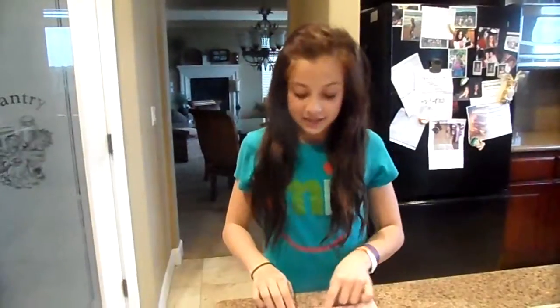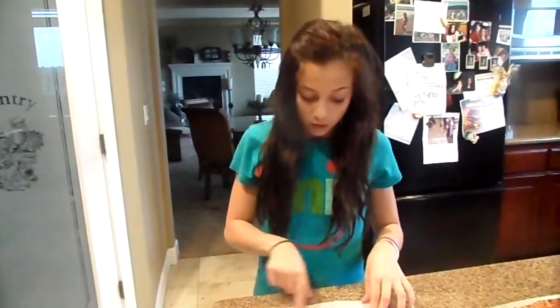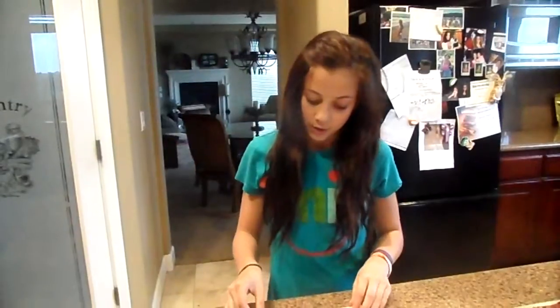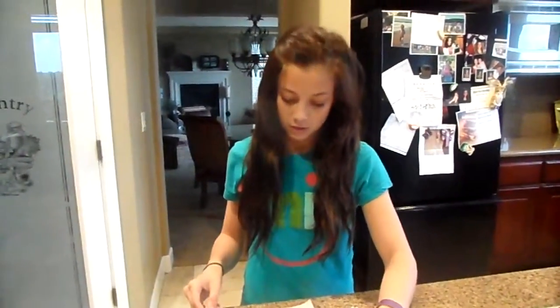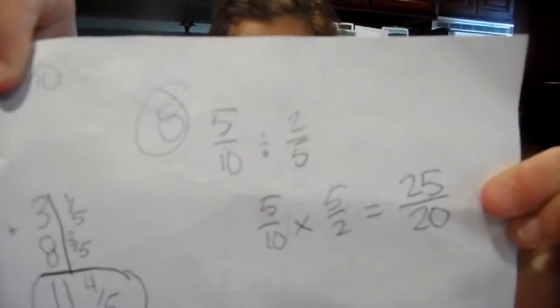When you divide, it's different. You have to multiply by the reciprocal. A reciprocal is two numbers whose product is 1. They are also known as multiplicative inverses. For example, if you have 5/10 divided by 2/5, looking at number 8, you would multiply by the reciprocal. Then you get your answer.